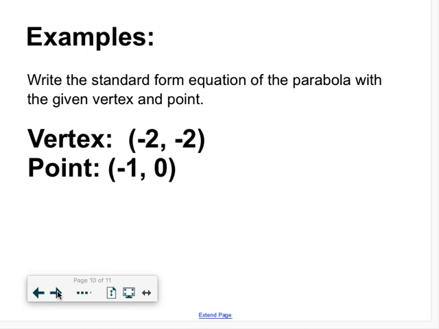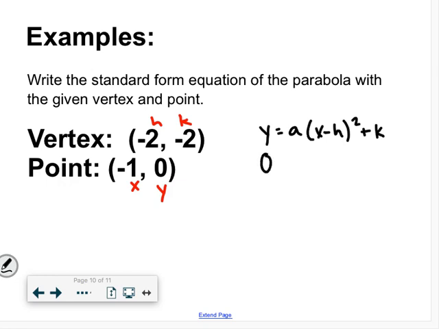Okay. So you did this last year in Algebra 2. Write this standard form equation, which you would have called vertex form last year, given a vertex and a point. So key here is when you get a vertex, that's going to be your h and k. When you get a point, that's your x and y, and then it's substitution. Y equals a times x minus h squared plus k. So y is 0, a we don't know, x is -1, minus -2, minus 2.